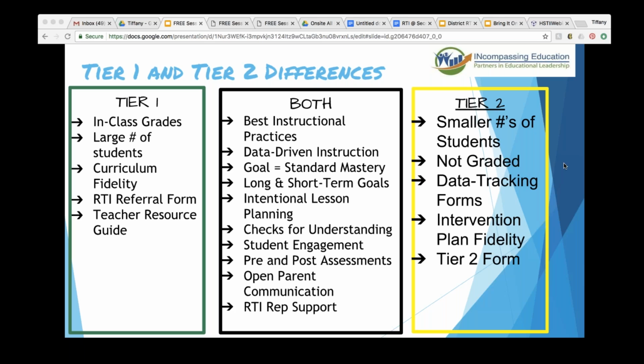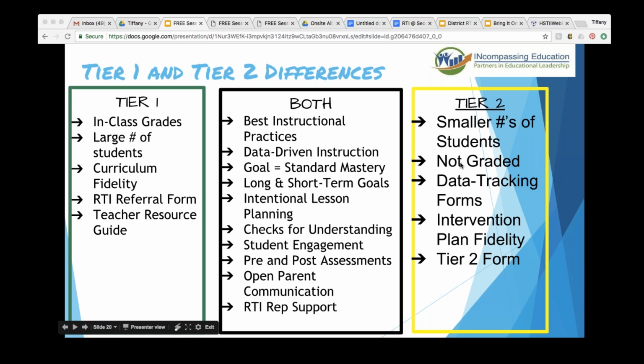At Tier 1, there will most likely be an RTI referral form that you can utilize to help map out your initial concern for the student and what the data is telling you, so that you can utilize that to help guide those discussions, while also utilizing a teacher resource guide to help with that.